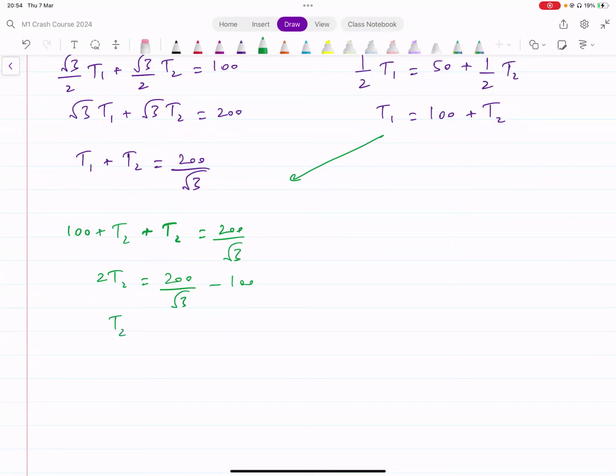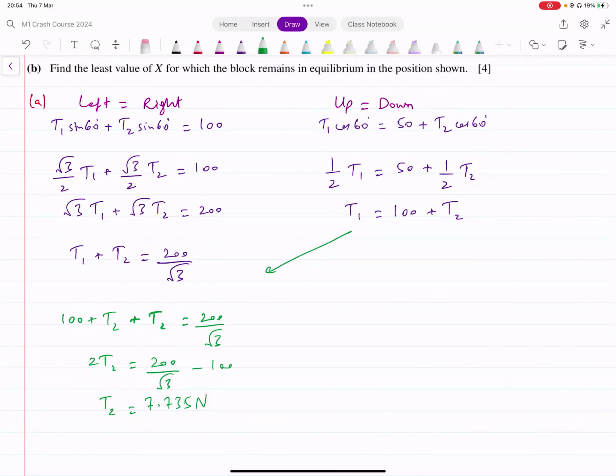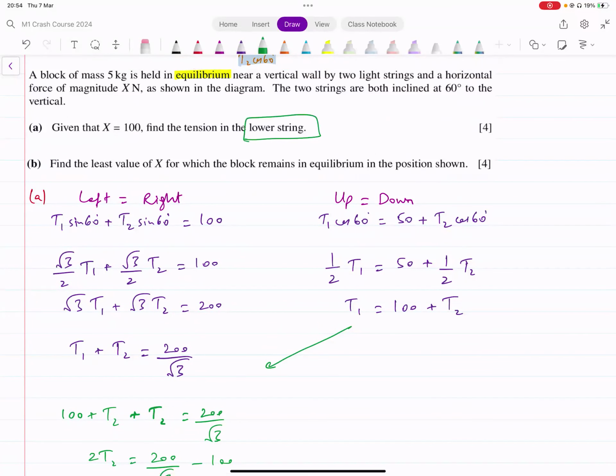What's the value of T2 that we get? So I'm getting 7.735 Newton. That's the value of T2 that we get in the first part, right? Pretty straightforward. Just equate the opposite forces and you find that tension. If you wanted to find T1 as well, you would put that in the second equation, and that will give you the value of T1 as well, but that's not needed. We only needed the tension in the lower string. So we're done with that.